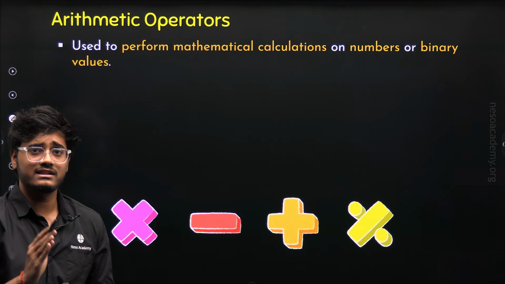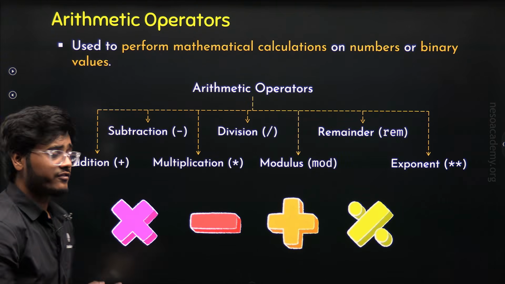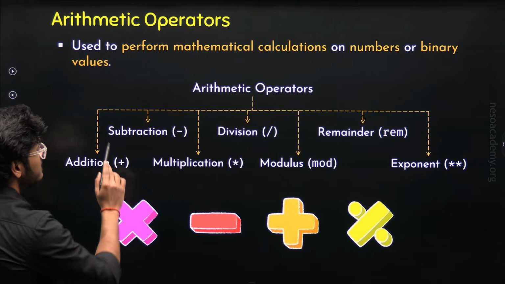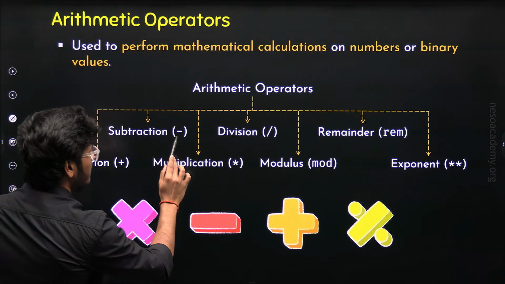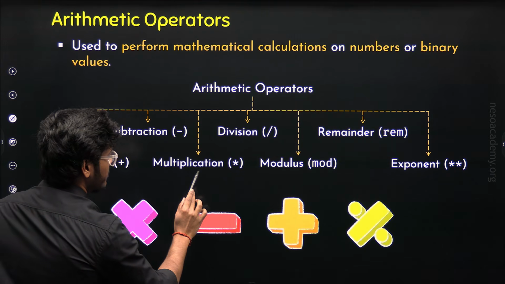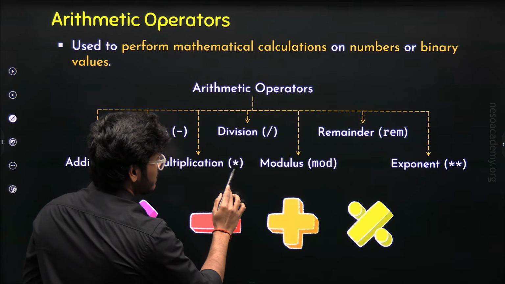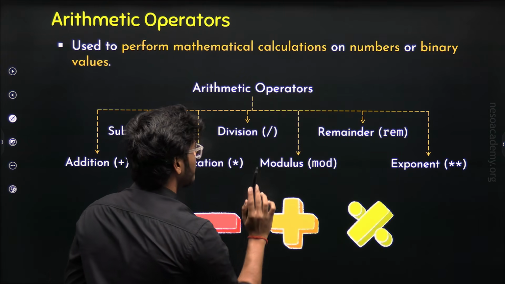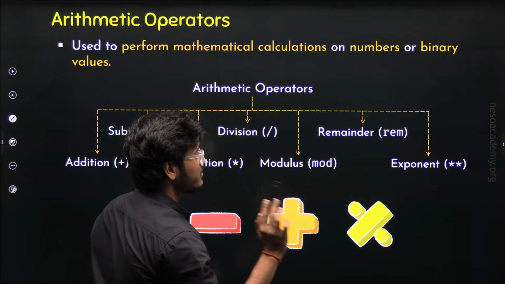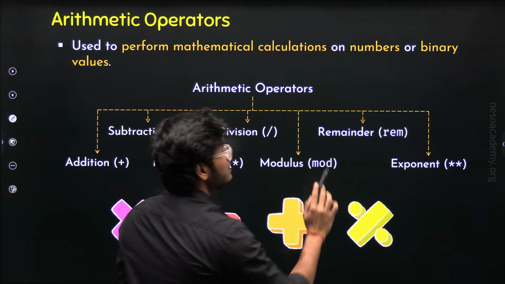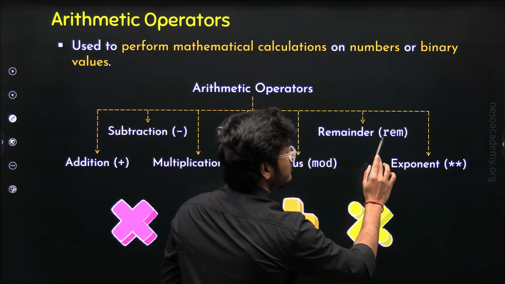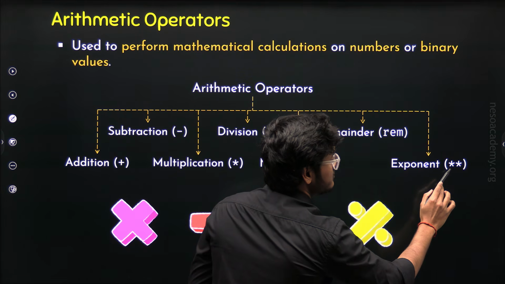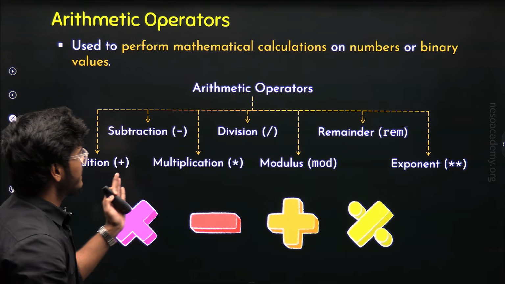And in VHDL, there are 7 types of arithmetic operators. The first type is addition operator represented by plus symbol. Second, subtraction operator represented by minus symbol. Third, multiplication operator represented by asterisk symbol. Fourth, division operator represented by forward slash symbol. Fifth, modulus operator represented by mod keyword. Sixth, remainder operator represented by rem keyword. And the last, exponent operator represented by double asterisk symbols. We will understand each of them.